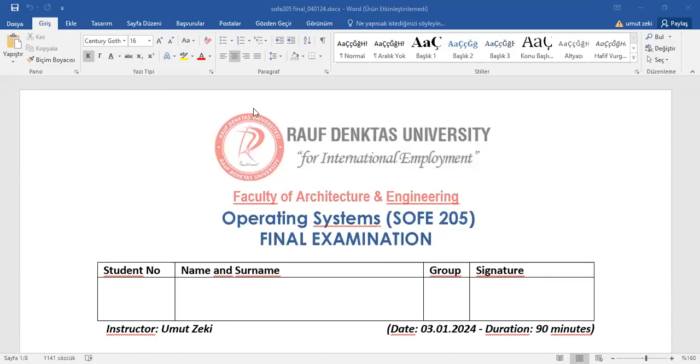I'm going to solve the final examination questions. And in the recitation exam, very similar questions will come. Okay, so please pay attention and try to understand.